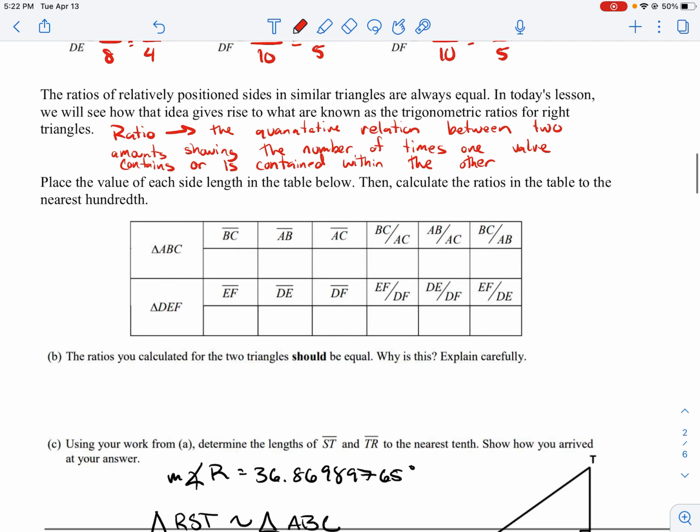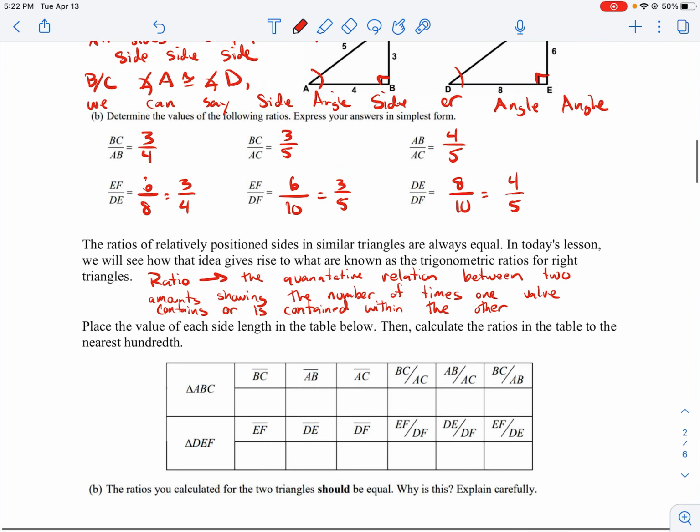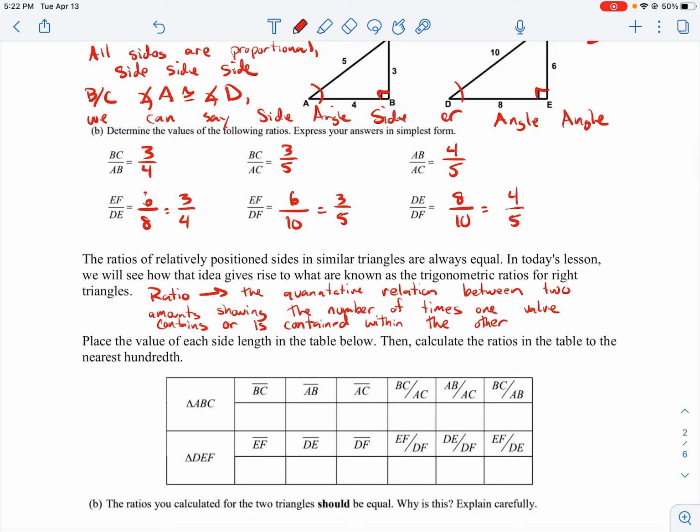Okay, so it says place the value of each side length in the table below, then calculate the ratios in the table to the nearest hundredth. Okay, so let me put all these in here. So BC is 3, AB is 4, AC is 5, this is 6, 8, and 10. And when you simplify these, BC over AC, that's 0.6, EF over DF, that's going to be 0.6. This one's going to be AB over AC, this is going to be 0.8, this one's also going to be 0.8, and then this one's going to be 0.75, and this one will be also 0.75.